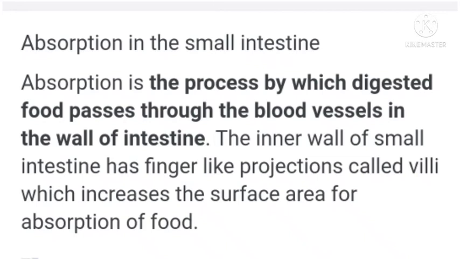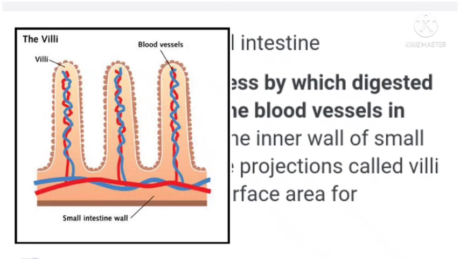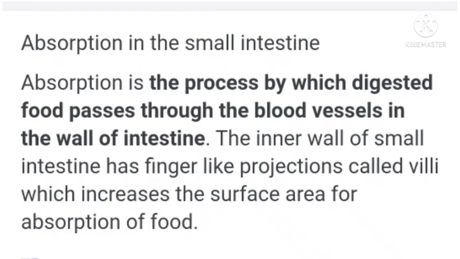Now the next process is absorption. What is absorption? Like the word clearly indicates, to absorb. Whenever the food gets digested, it is ready to be absorbed by the blood vessels present in the wall of the small intestine. Here these finger-like projections, very tiny projections, are known as villi. They are responsible for the absorption of food, and it then passes into the blood capillaries, which is further used by the cells of our body.